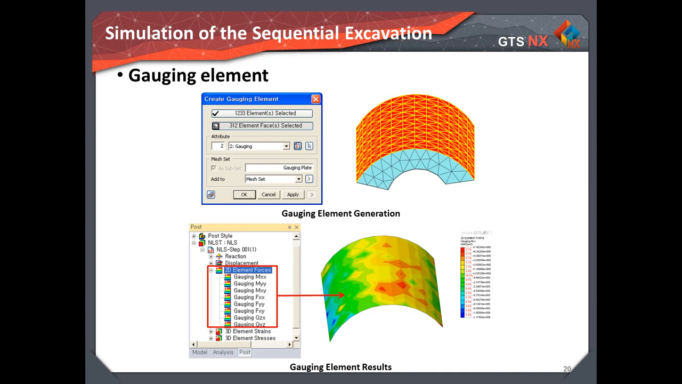In MIDAS GTS NX, there is a gauging element feature. The gauging element feature supports extracting structural elements from 3D solids. Gauging elements can be used to assess member forces, which cannot be checked from the 3D solid. In a 3D model, a gauging element from a solid can be assigned a gauging element property in order to assess moment and shear force.